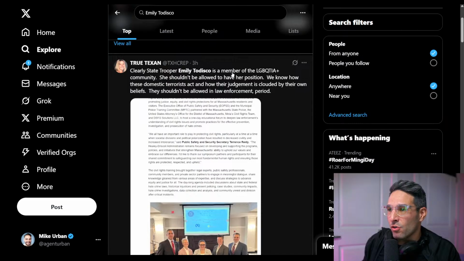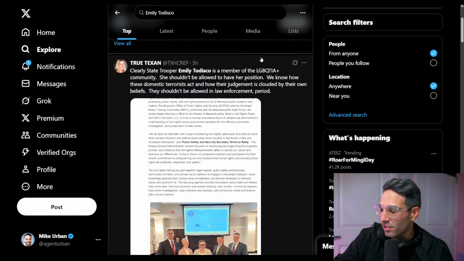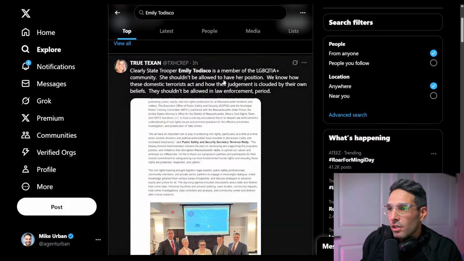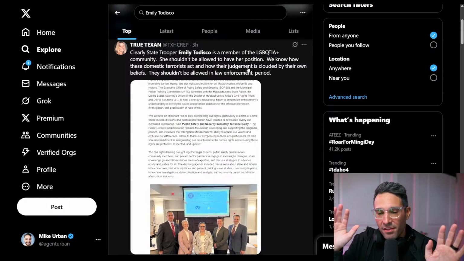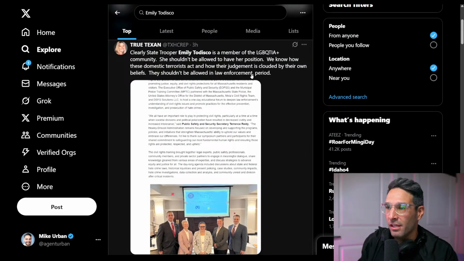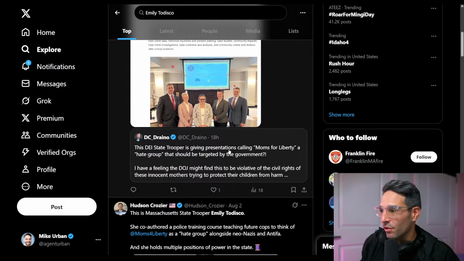Clearly, State Trooper Emily Tedisco is a member of the LGBTQ... Oh, hang on. Let me silence my phone. Okay. She shouldn't be allowed to have her... We know that these domestic terrorists... By the way, the biggest threat... This holds true not only in Massachusetts, but throughout the entire country. The biggest threat to this country is within this country, okay? I'm just going to put it at that. These are the people that are causing all of the issues. I'm telling you. That is the reality.